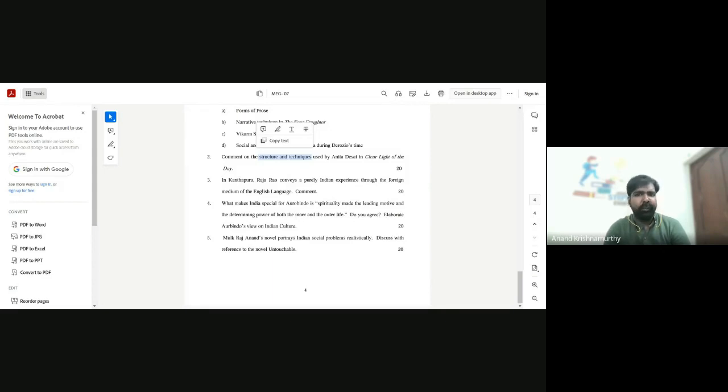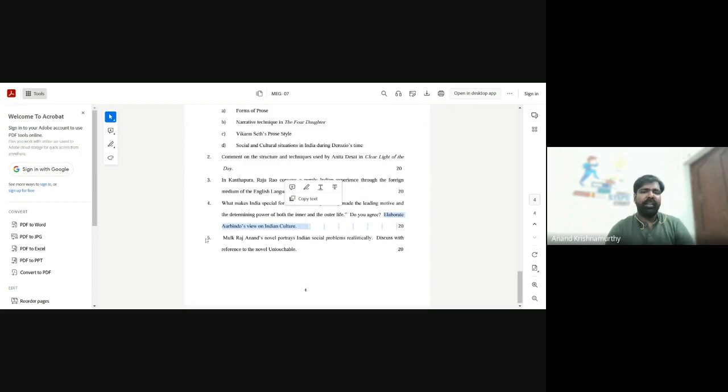Do you agree? So what actually makes India special as far as Aurobindo is concerned is this. So what is your take on this? Do you agree? Elaborate Aurobindo's view on Indian culture. So there are two positions that you are supposed to take here. What most of the learners do is they conveniently forget the first part and answer the second.